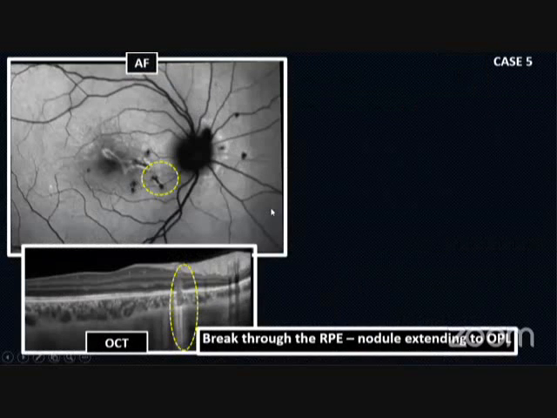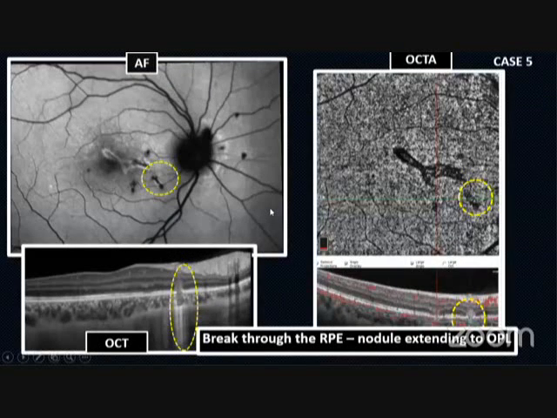This is another case, a patient also with PIC and CNV who is myopic, and you can see a complete mature lesion. We can see a large nodule breaking through the RPE, going up to the inner plexiform layer, and also has an extension into the choroid. By OCT angiography, we can see again an area of flow void.